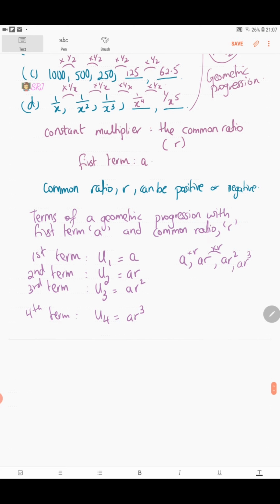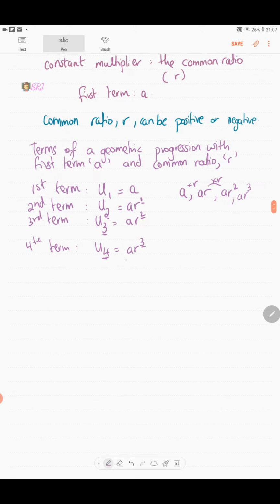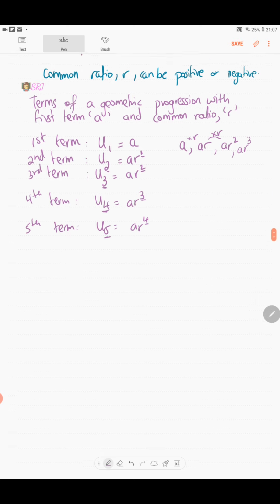So we can observe that for the first term, U1 is A. Second term, when we have U2, the power here is 1. When we have U3, the power of R is 2. It is 1 less. When we have U4, the power of R is 3. So again, it is 1 less. So we can say that the fifth term will be AR power 4. 5 here, then we have 4 in the power.